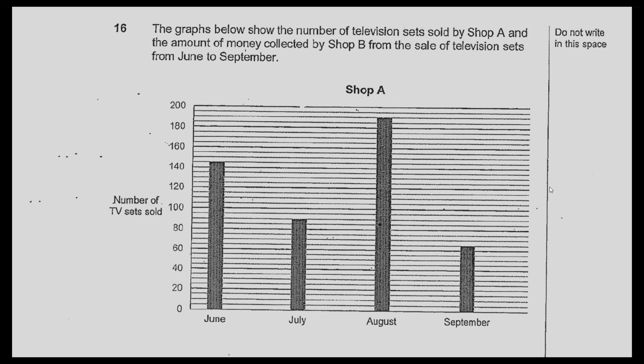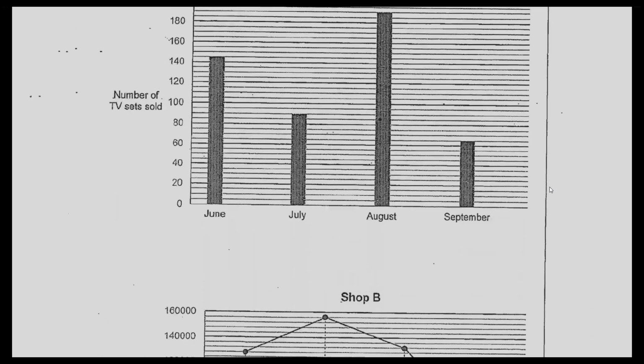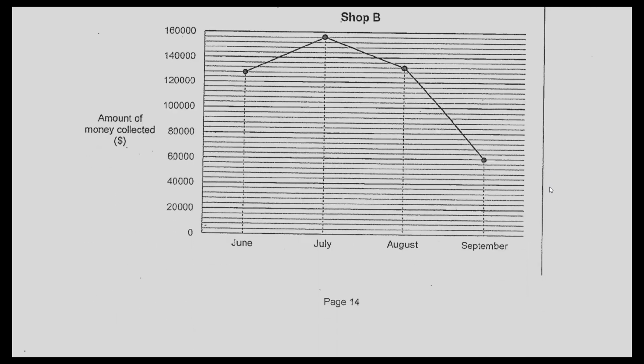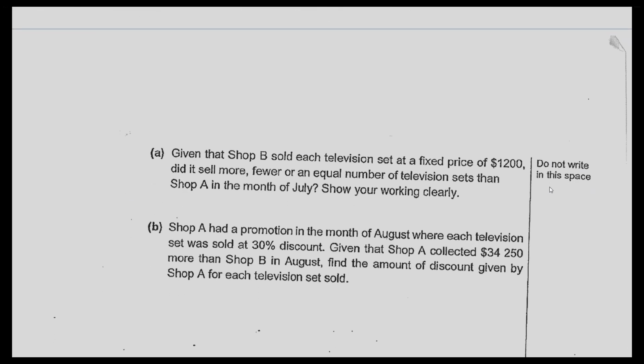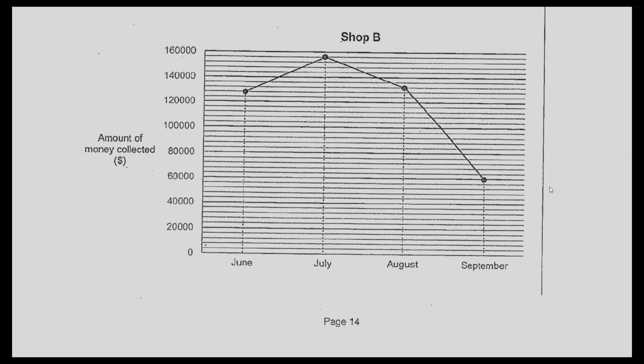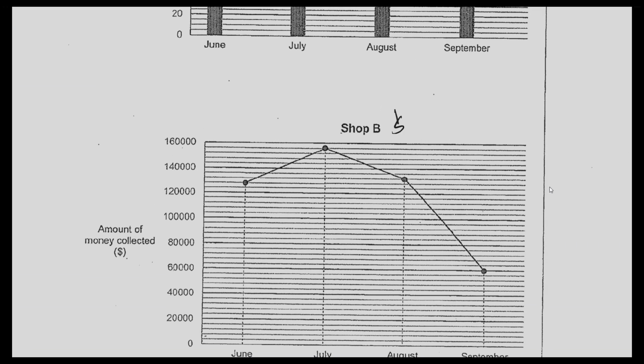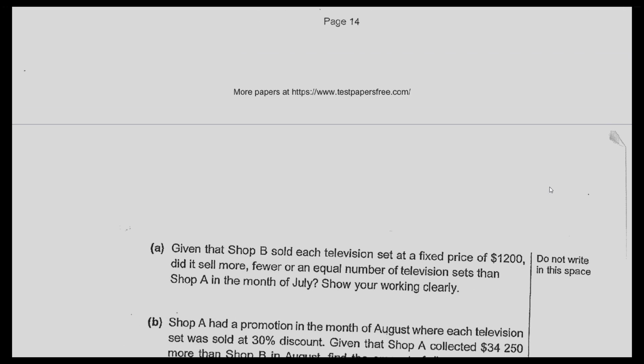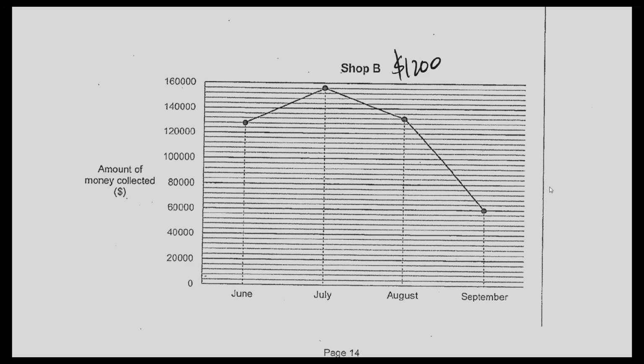Let's move on to question 16. The graphs below show the number of television sets sold by shop A and the amount of money collected by shop B from the sale of television sets from June to September. Given that shop B sold each television set at a fixed price of $1,200, did it sell more, fewer, or an equal number of television sets than shop A in the month of July? So this is what we're looking at, the month of July.